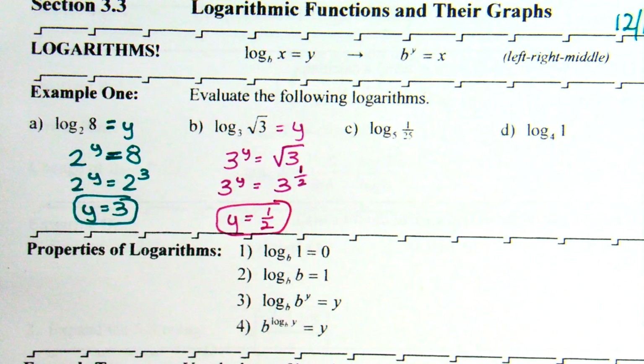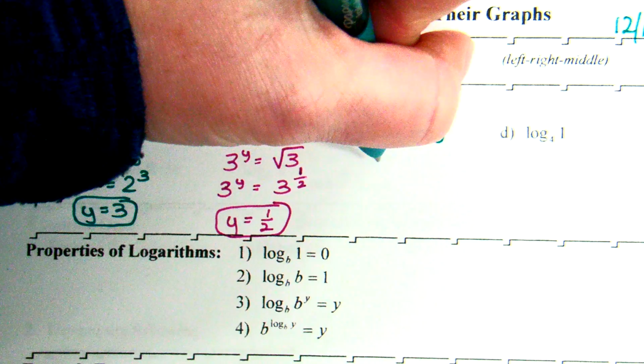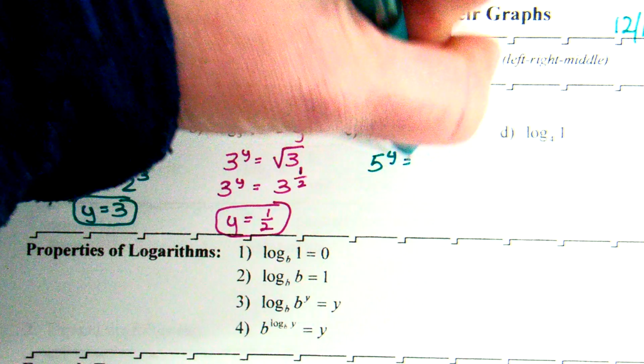Okay, so we've got a basic one thrown in there. We've got a square root one thrown in here. Now we've got to throw our fraction in. Log base 5 of 1 over 25. So I'm going to start by saying 5 to the y equals 1 over 25.